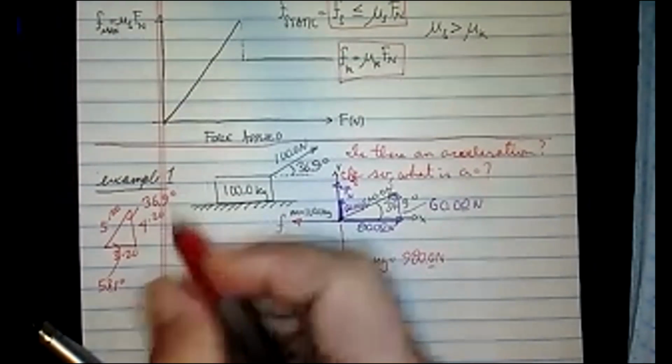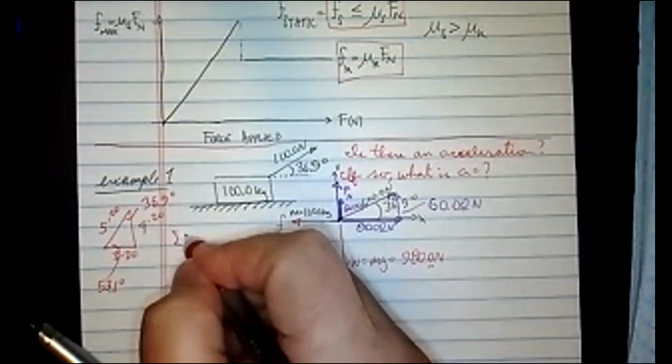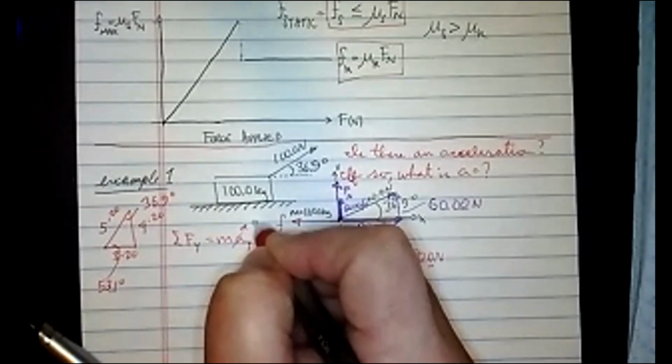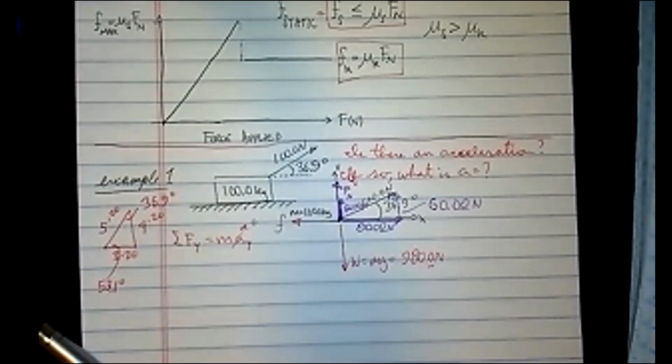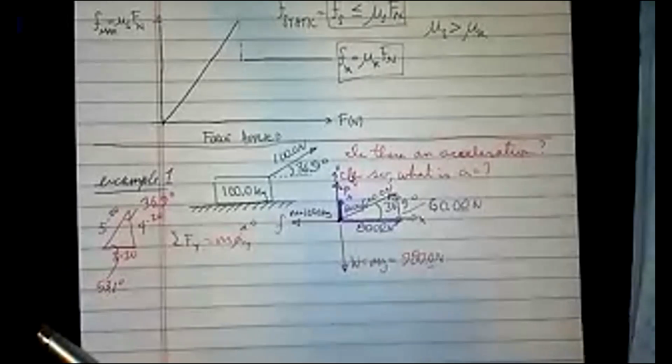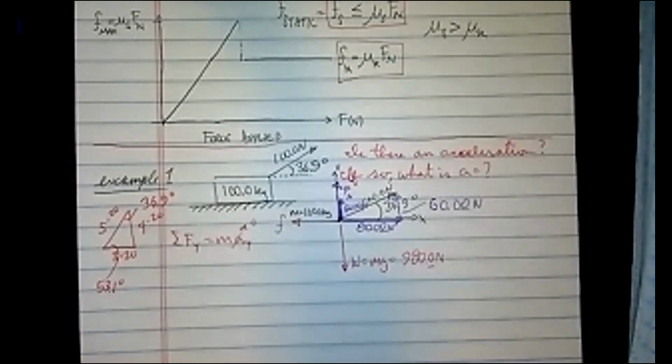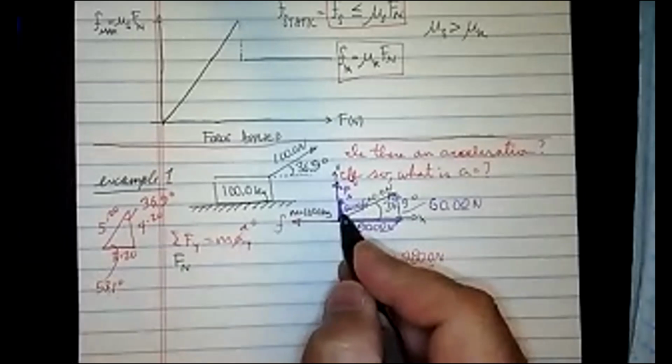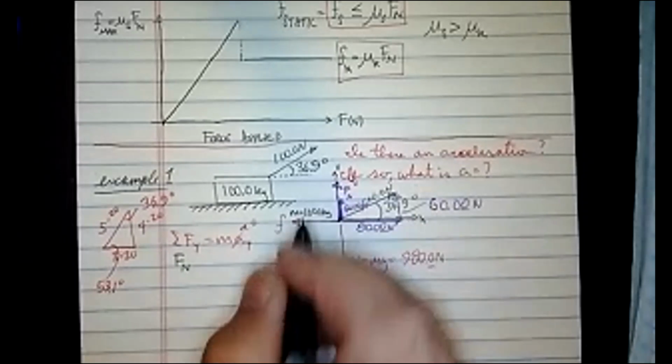So the summation of the forces in the y direction equals mass times acceleration in the y direction. Really says the summation of forces in the y direction should be 0. So that's what I'm saying. Now I can write all the positive ones, which I see is Fn plus the 60 newtons, either that one or that one, whichever one you want to do.